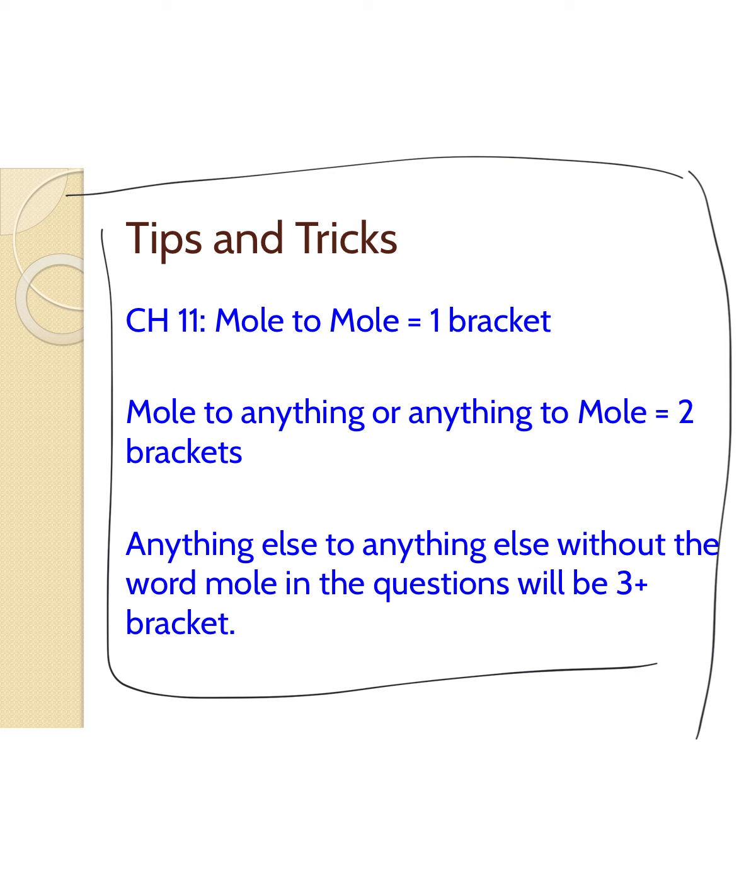And anything else to anything else will most likely be 3 brackets, with the rare exception when we have to go from like milligram to gram or milliliter to liter, then you might have 4. But other than that, just the base unit, it'll be 3 brackets if it's any unit to any unit. So from liter to gram or from molecule to gram, it'll be 3 brackets.